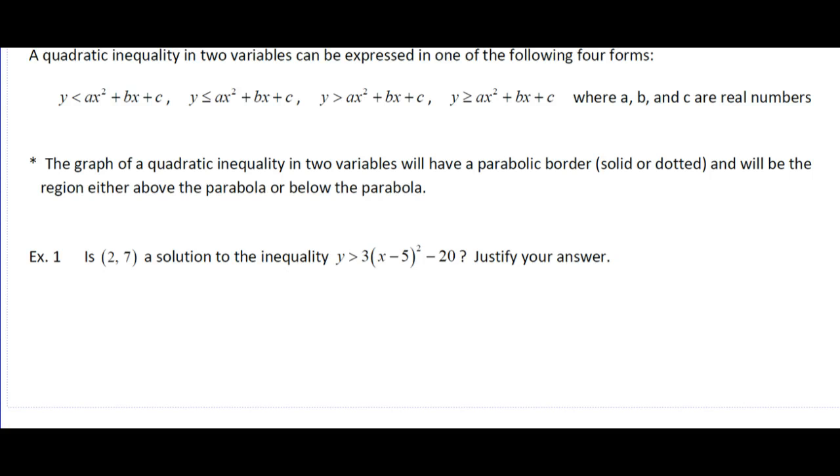Solid or dotted, which one is solid? Equal to, less than or equal to. Yeah. So the one that's less than or equal to, greater than or equal to. If it's strictly less than or strictly greater than, there'd be a dotted border, and it will be the region either above the parabola or below the parabola, right? So in the last lesson we had a line separating the plane into two regions. Now we have a parabola separating the region.